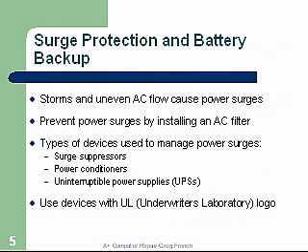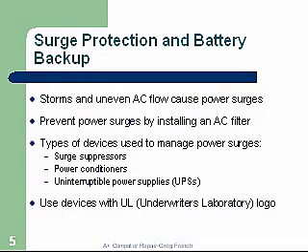Surge protection and battery backup. Storms and uneven AC flow cause power surges. We can prevent power surges by installing some kind of an AC filter. Types of devices used to manage power surges: we can have surge suppressors, power conditioners, and we can also use a UPS, or uninterruptible power supply. UPS is my choice. It's a little more expensive, but it'll keep your computer running even if the power goes completely out. And a smart UPS, once it senses the power is gone, will automatically bring your computer down. This can save valuable time and valuable data that you might otherwise lose.